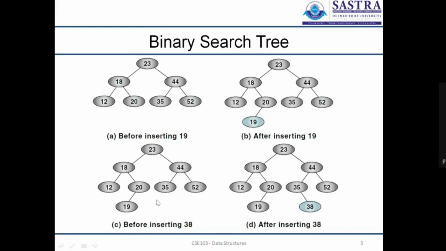In this way, the insertion can happen only at the leaf level. It is not possible, for example, between 44 and 23, to perform any insert operation. It is not valid. The insert operation in a binary search tree will always happen at the leaf level. Please keep it in your mind.